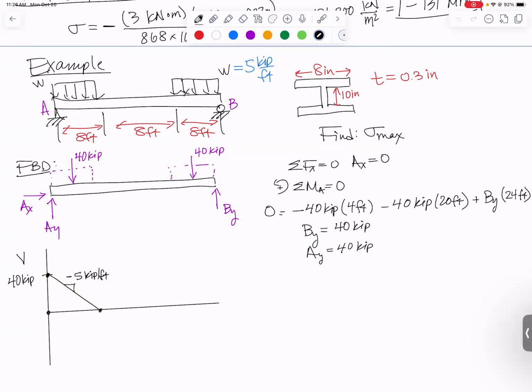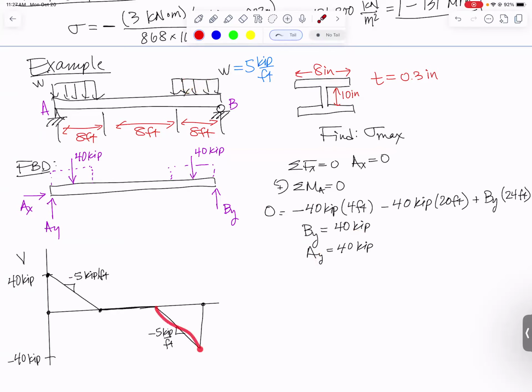Then we have a nice long section of the beam with no distributed load. So we will have no slope for 8 feet. And then we start heading down again at that same minus 5 kips per foot. And at the end of the beam, we should jump up 40. It should look something like that, ending up at minus 40 kips, because this is also going to be minus 5 kips per foot. And the area under this other distributed load curve was also 40 kips.